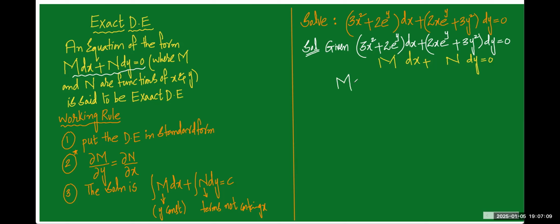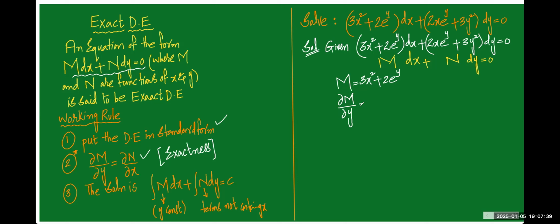Our M value will be equal to 3x² + 2e^y. Now this value of M we have to differentiate partially with respect to y, because the first step, the standard form, is done. Let me check the condition of exactness.